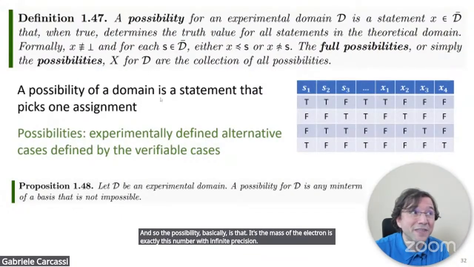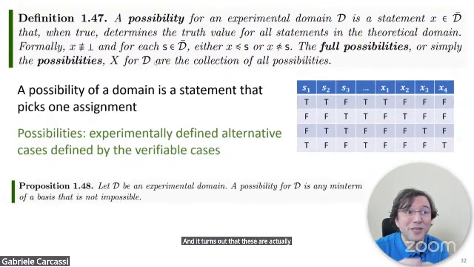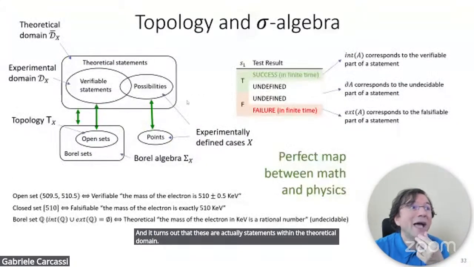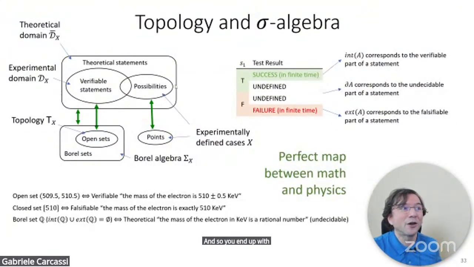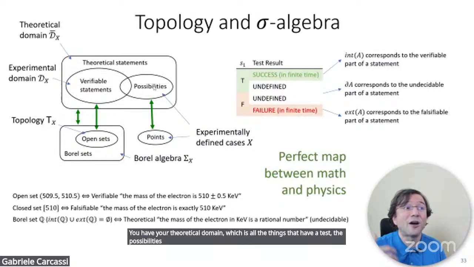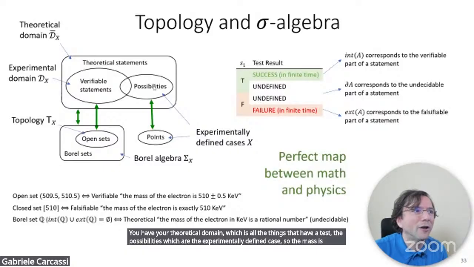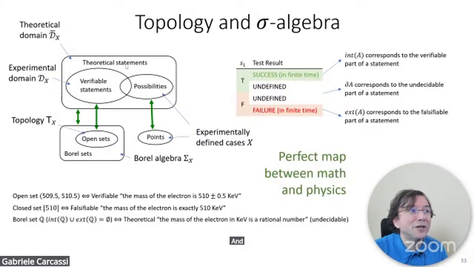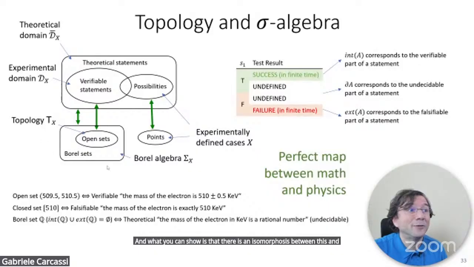And it turns out that these are actually statements within the theoretical domain. And so you end up with this correspondence. You have your verifiable statements here. You have the theoretical domain, which is all the things that have a test. The possibilities, which are the experimentally defined cases. So the mass is 1, the mass is 2, and so on. And what you can show is that there is an isomorphism between this and topological spaces.